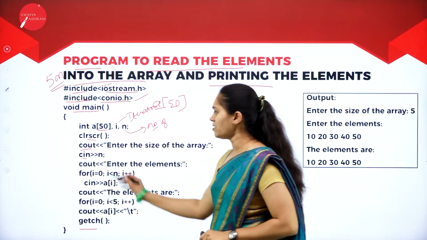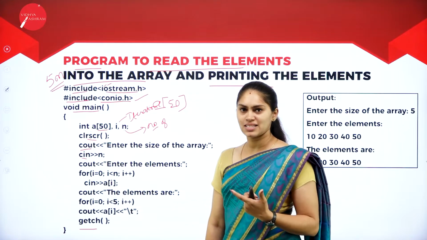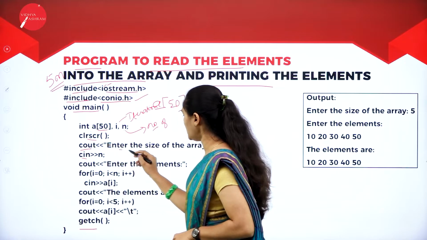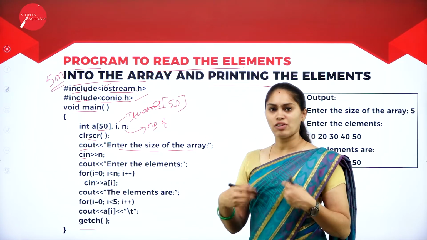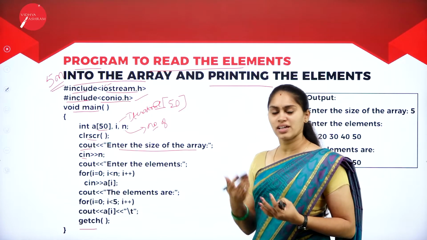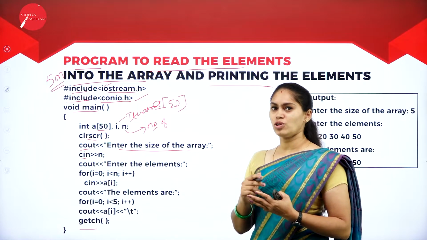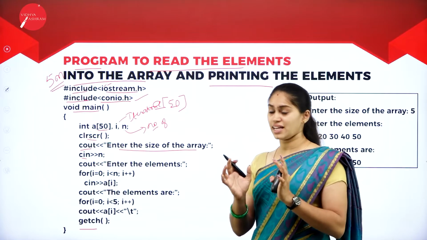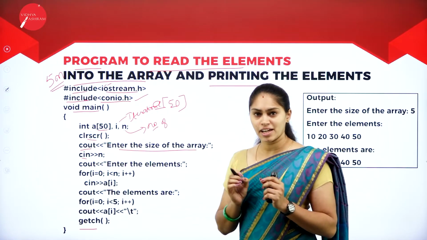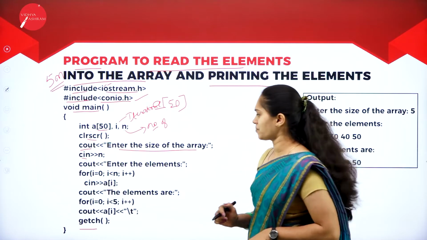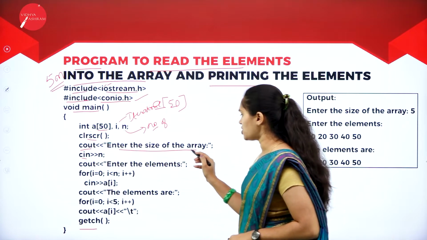So we'll see the program. Clrscr, in order to erase the content of the previous screen output. Okay, next, cout, enter the size of an array. I have to give the size. Size means what? Number of elements. If I am going to give the size as 3, it will hold only 3 elements. But the array has the capability to hold 50 elements. But I am giving only 3 elements in the array.